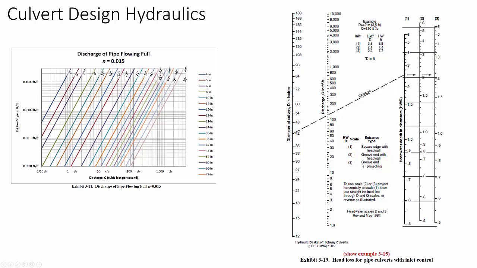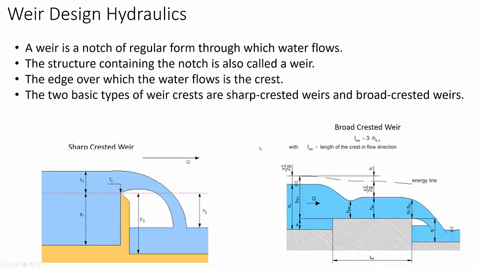They're all in the examples and in the appendices, and you find them in other supporting documents for culvert design. Weir design hydraulics are related but different. A weir is a notch of rectangular form through which water flows. The structure containing the notch is called a weir. The edge over which the water flows is the crest.